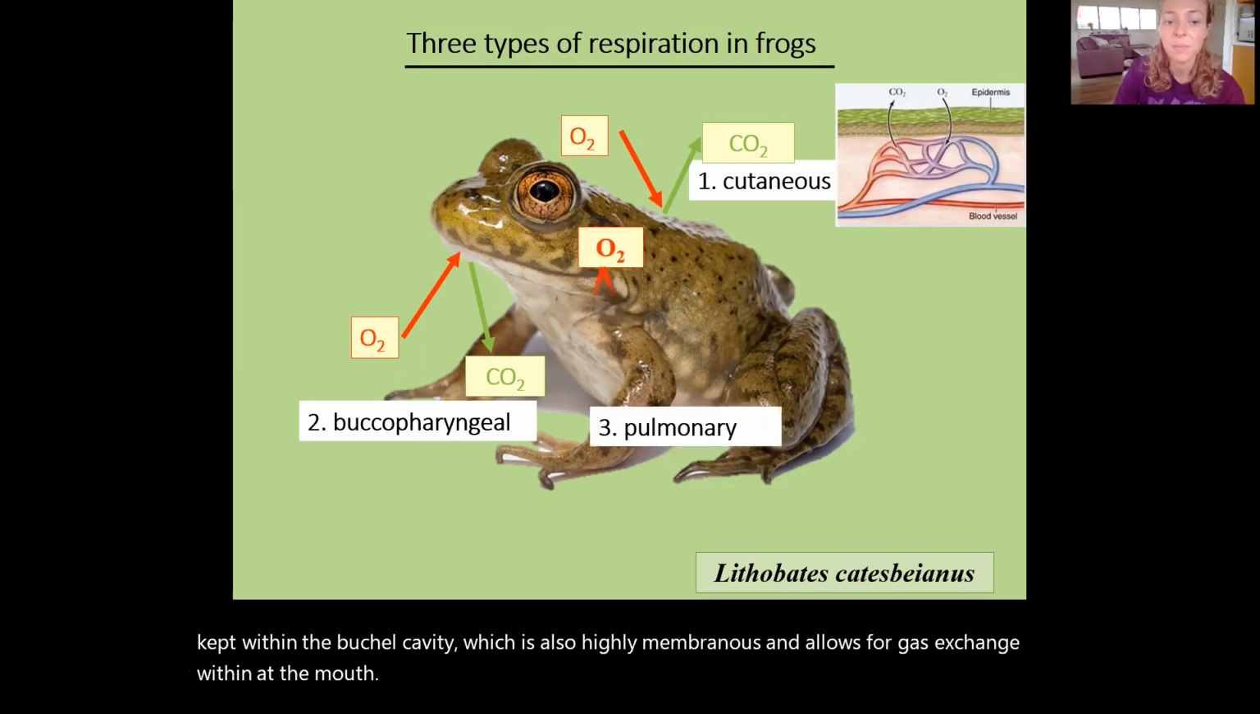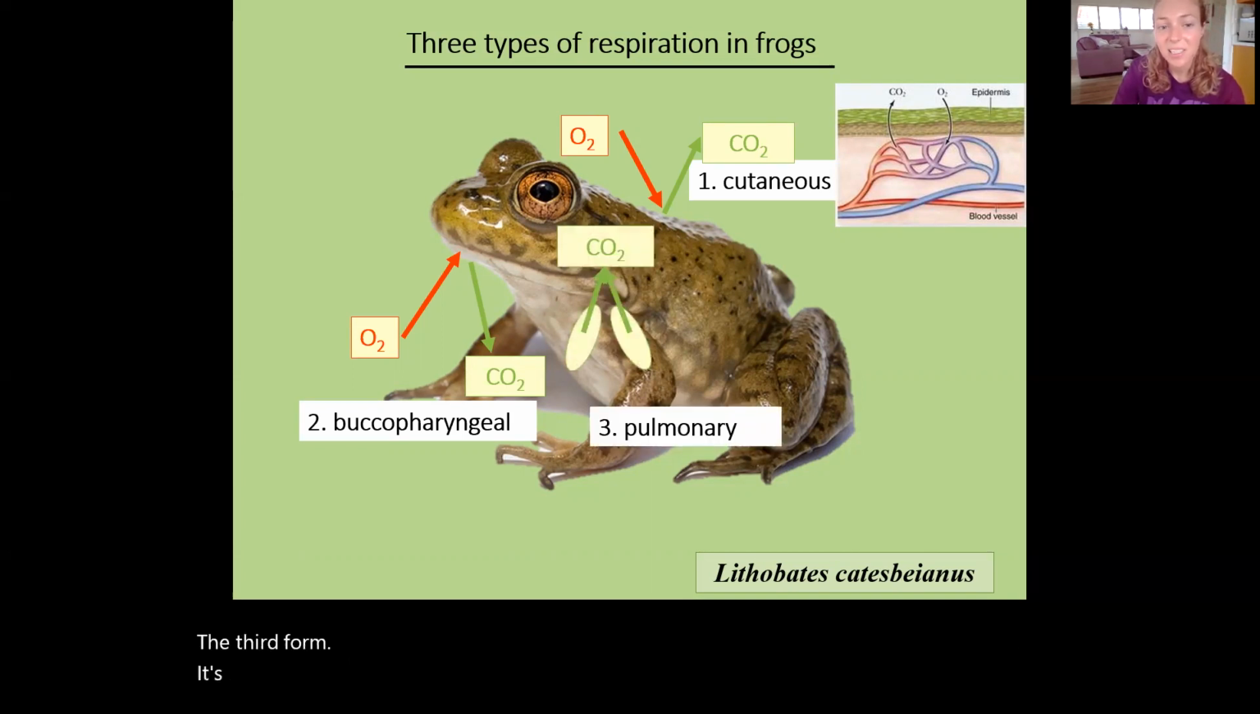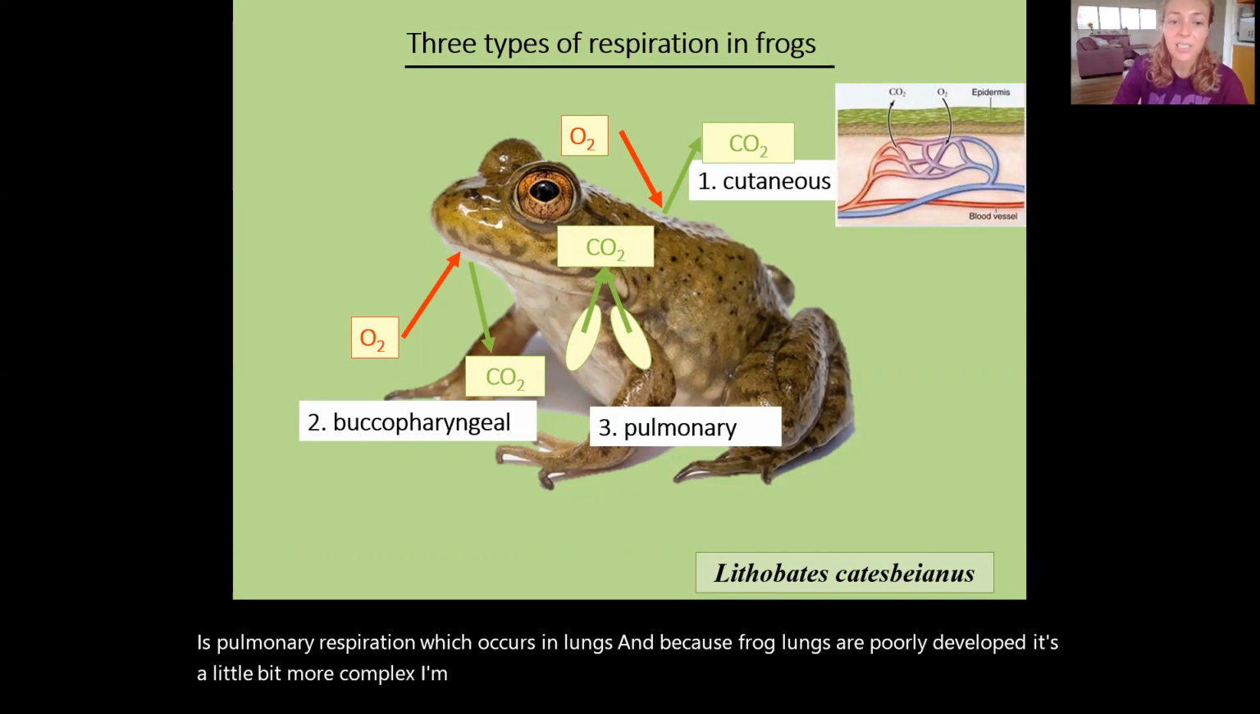The third form is pulmonary respiration, which occurs in lungs. And because frog lungs are poorly developed, it's a little bit more complex. So I'm going to describe it in more detail on the next slide.